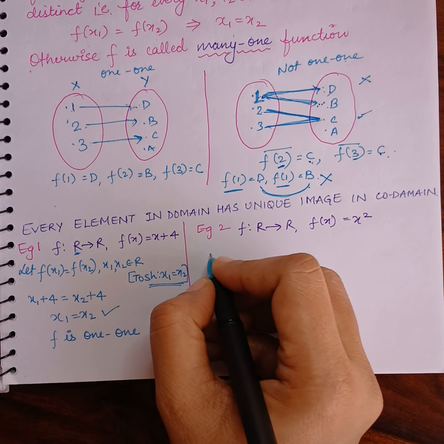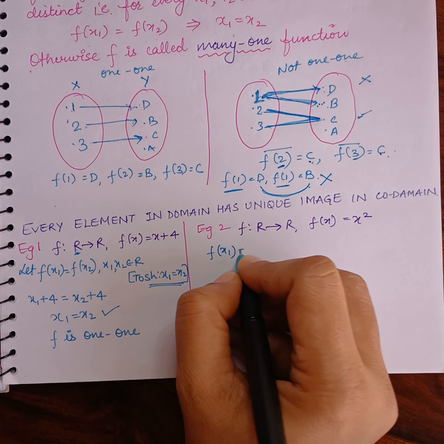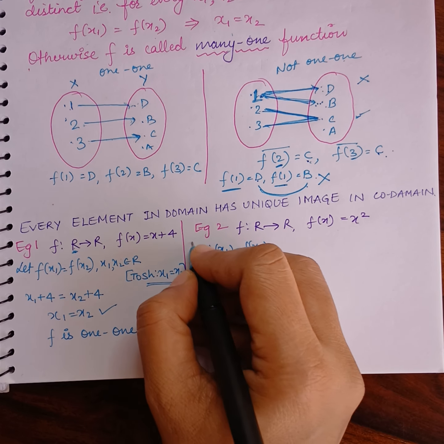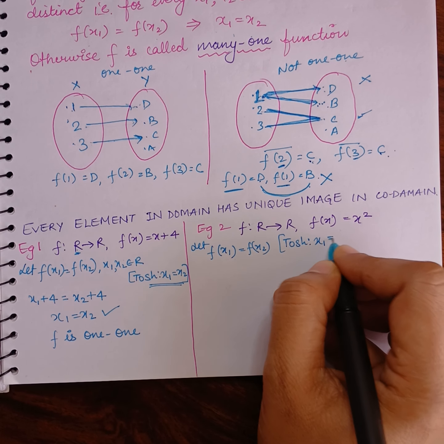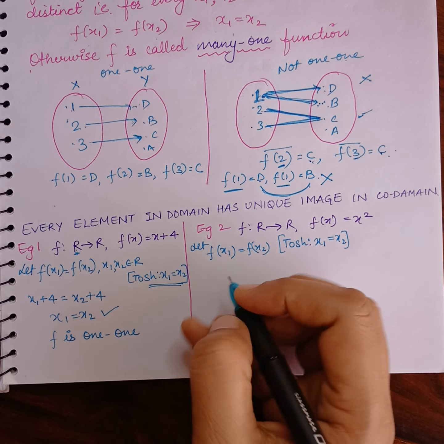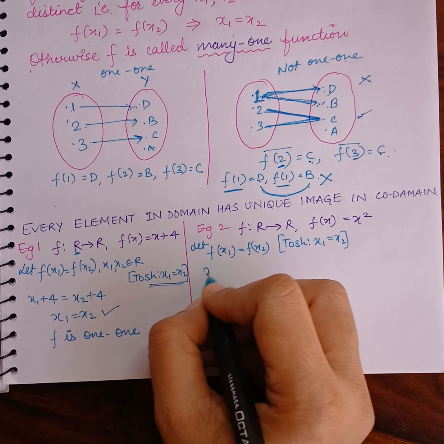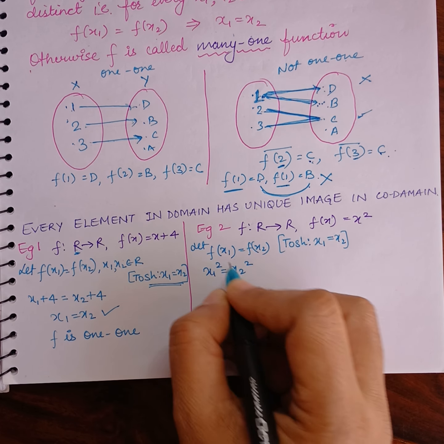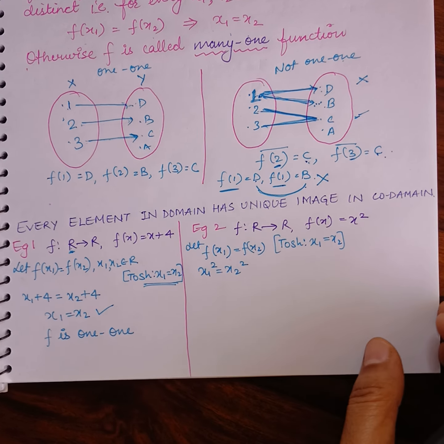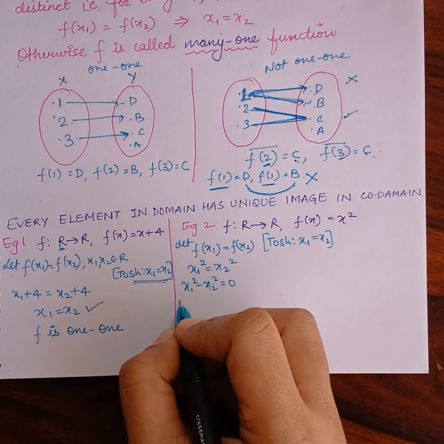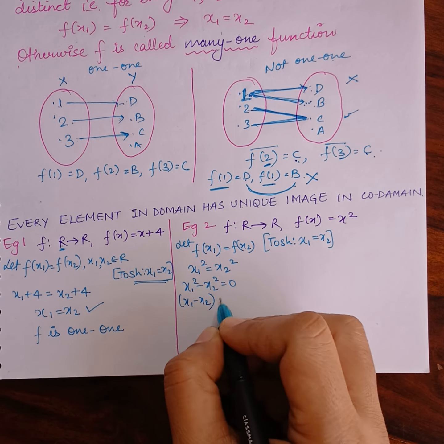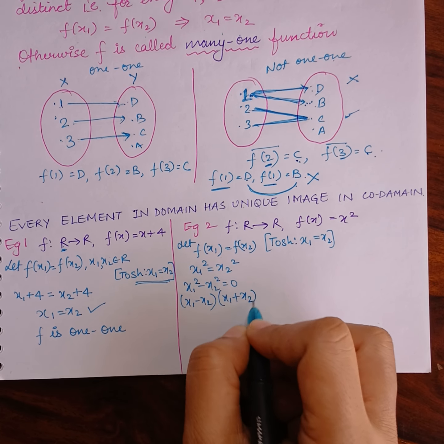Now, another example. Here also I will consider f(x1) equal to f(x2), and I have to show that x1 is equal to x2. Let us see whether it is a 1-1 function or not. x1 square is equal to x2 square because f(x) is x square in this case. So, we will have x1 square minus x2 square equal to 0, that is, (x1 minus x2)(x1 plus x2) is equal to 0.